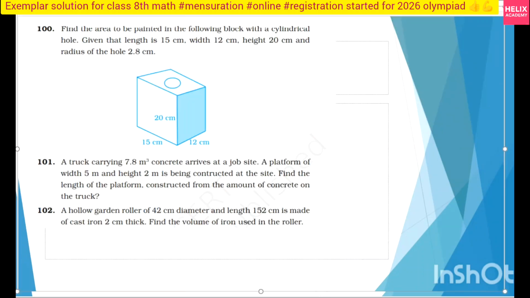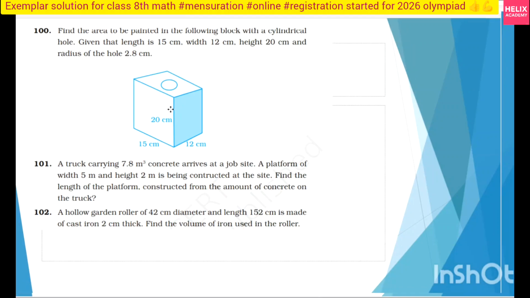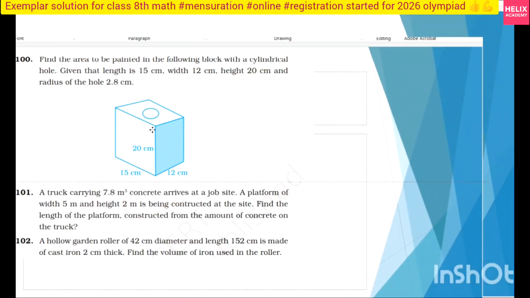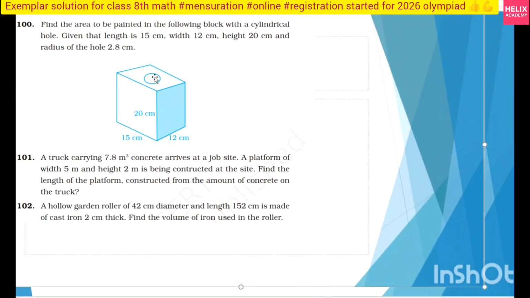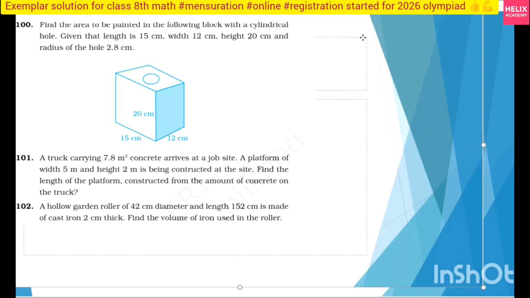Is this okay? Now see, in the question, find the area to be painted in the following block with a cylindrical hole. The hole is cylindrical. Given that the length is 15 centimeter, the width and height are given, and the radius of the hole is this. So this is a kind of question where the hole is cylindrical. So you have to analyze this one entirely, then you will solve it. Okay, so let's solve this question.